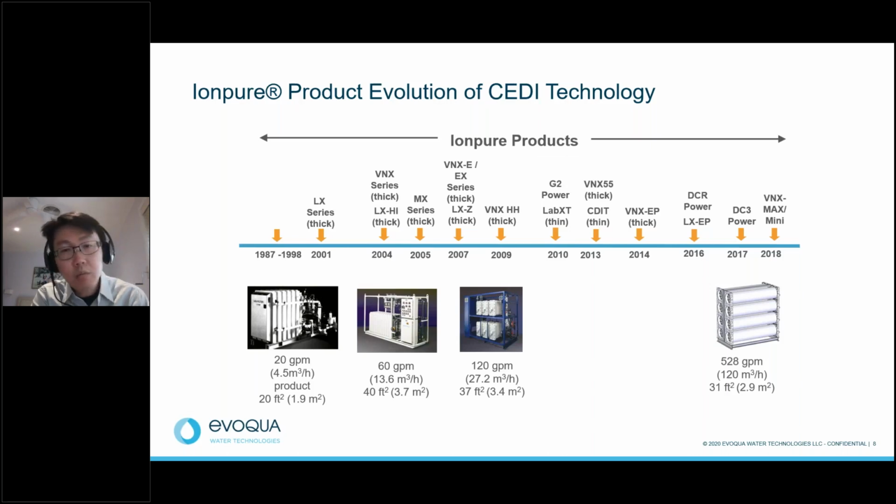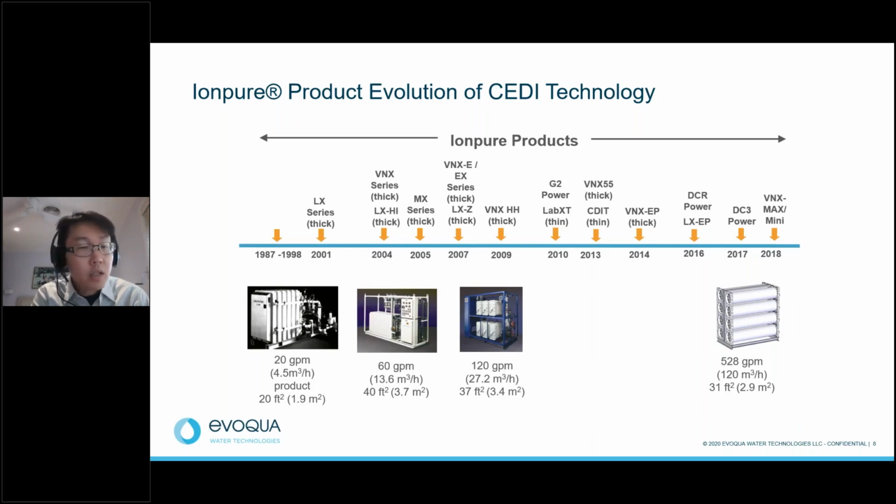In 2009, we introduced the VNX HH module. It's called the high hardness module. So it's mainly for poorer feed water of up to 1 to 2 ppm of hardness. In 2010, we came up with the generation 2 power controllers and also the Lab XT for small flow rate operations. In 2013, we increased our nominal flow rate of our standard VNXs from 50 GPM to 55 GPM, at the same footprint.